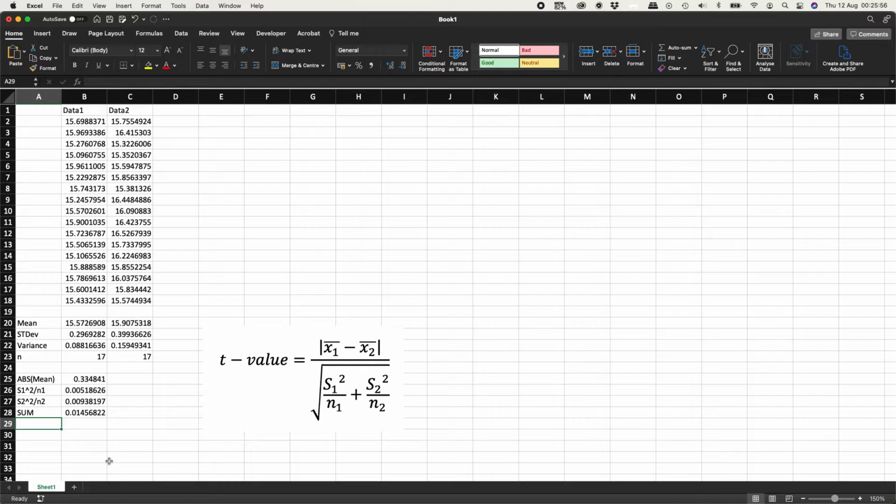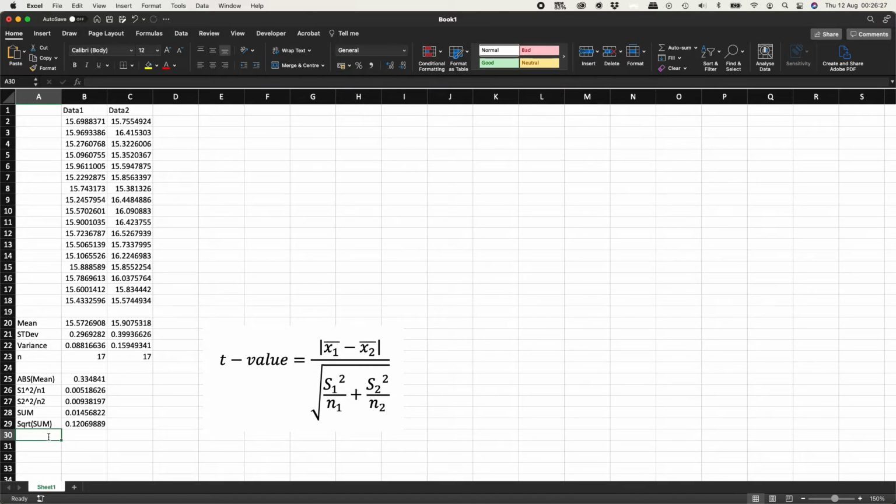Then at the end, we're going to do the square root of the bottom of the division. We're going to do the square root of the sum, SQRT of the sum. So we take this one right here and do the square root of the result of the sum, and we get a 0.12. The last part is the division of the absolute value of the subtraction by the square root of the sum of the two fractions.